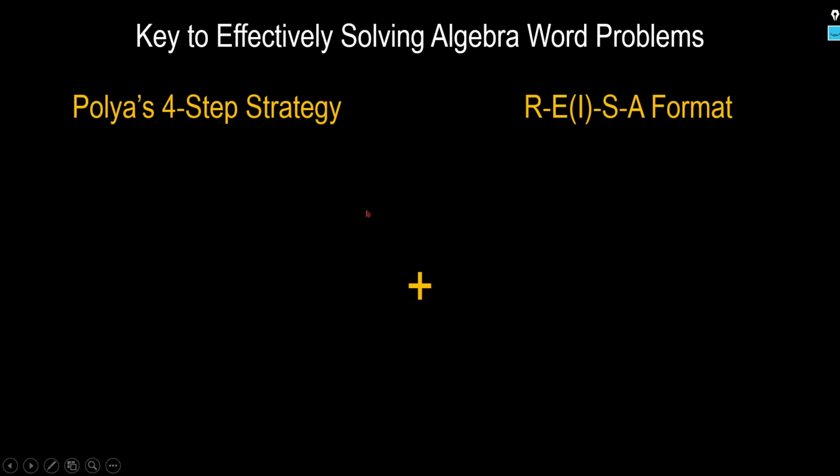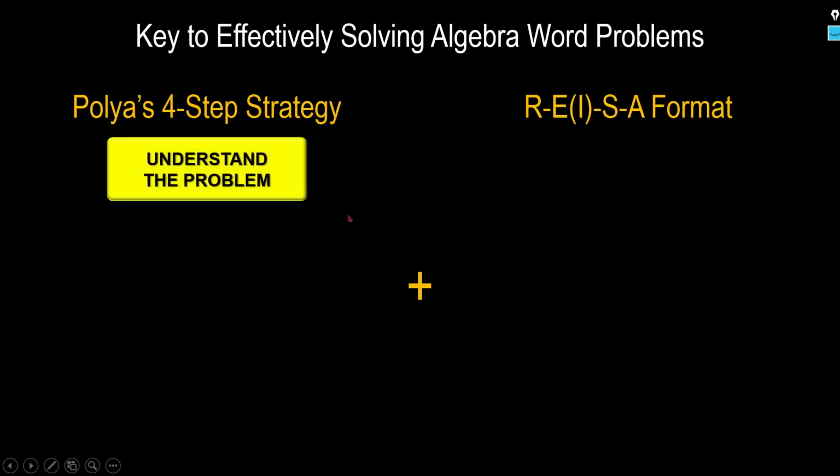Now remember, yung Polya's four-step strategy, no? We begin by understanding the problem. We unlock those that we know. We ask ourselves what we don't know. And even how you feel about the problem is part of understanding it.